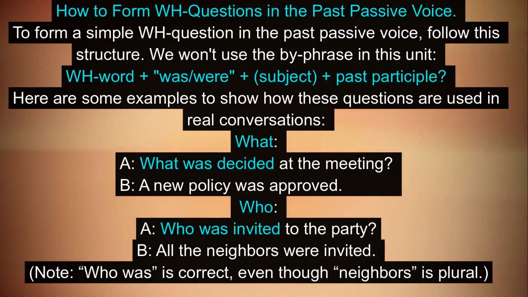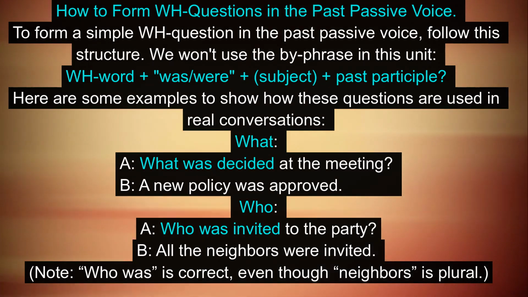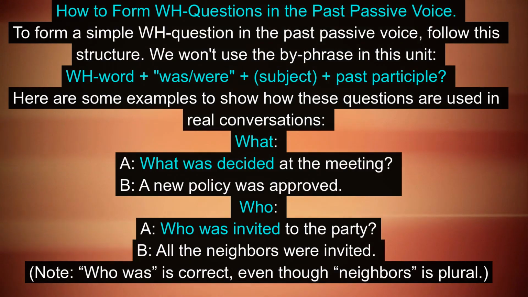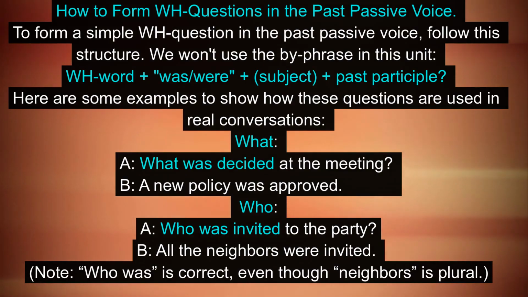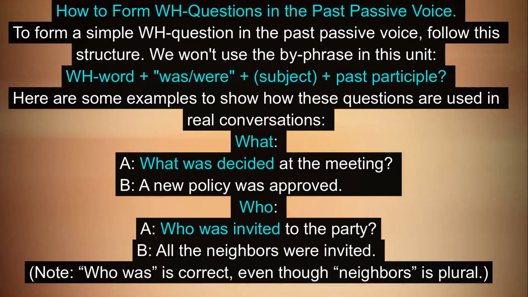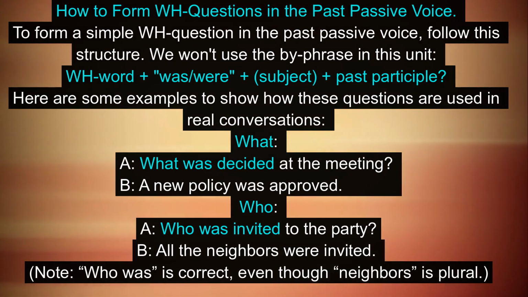How to form WH questions in the past passive voice. To form a simple WH question in the past passive voice, follow this structure. We won't use the "by" phrase in this unit. WH word plus was or were, plus subject, plus past participle. Here are some examples to show how these questions are used in real conversations.